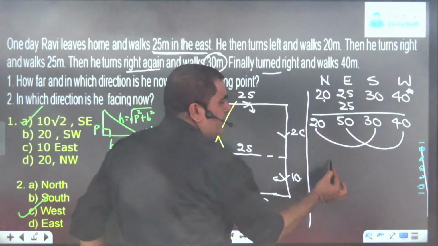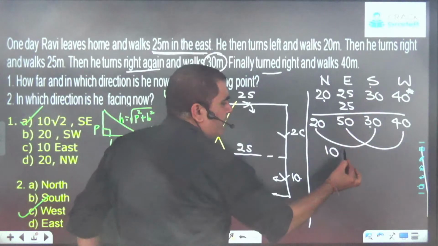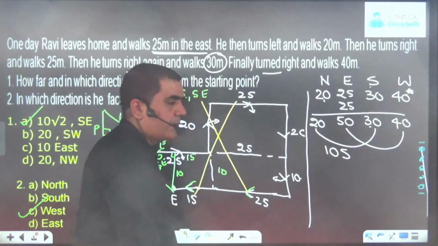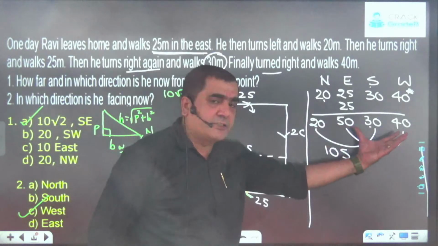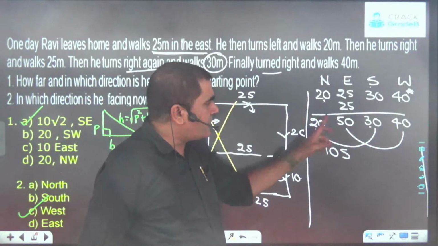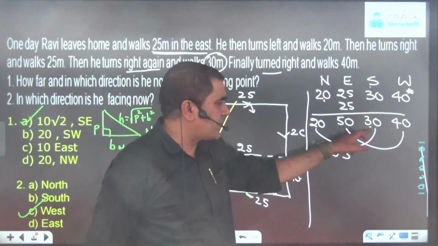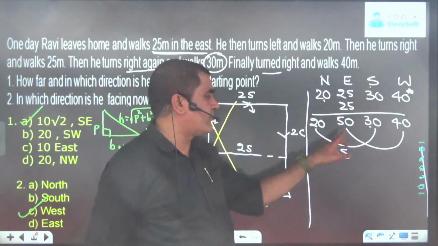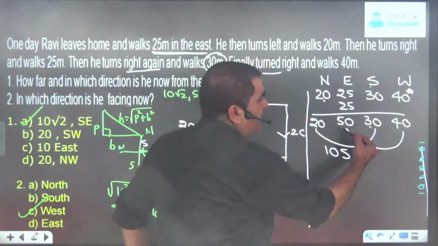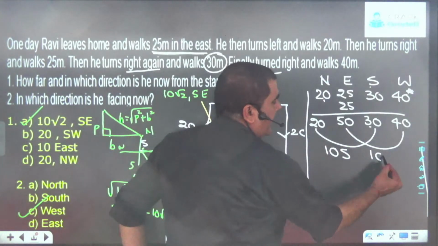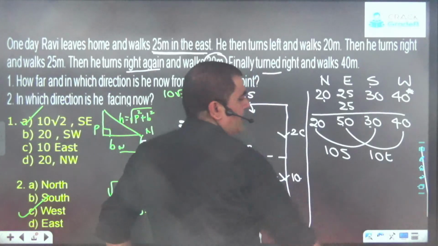30 minus 20 is 10. Highest is 30. 30 I have written in south, so that will become 10 south. Always you have to take the difference of north and south, east and west. Same you have to do over here. 50 minus 40 is 10. Highest number is 50. 50 I have written in east. Get the answer. Done.